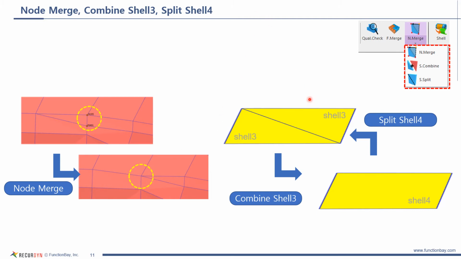Combine shell 3 makes two shell 3 elements into one shell 4, and split shell 4 divides one shell 4 into two shell 3 elements. These are also used to improve the mesh quality when there are poor quality elements.